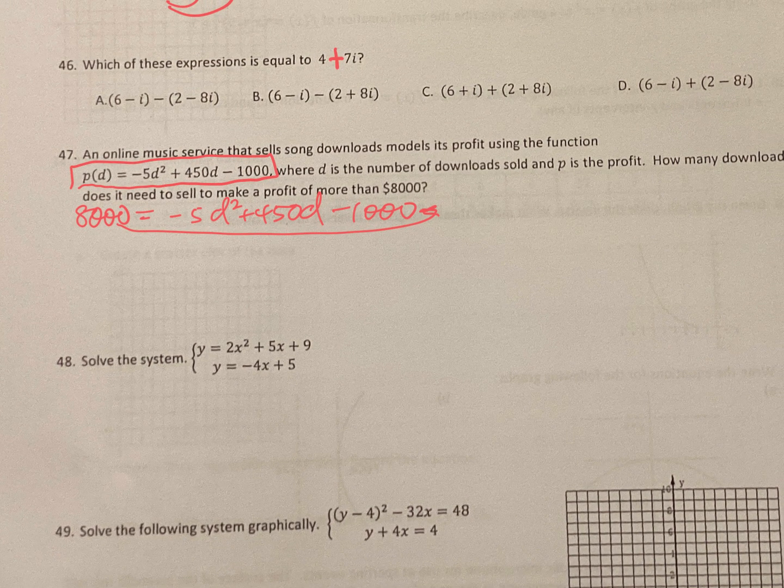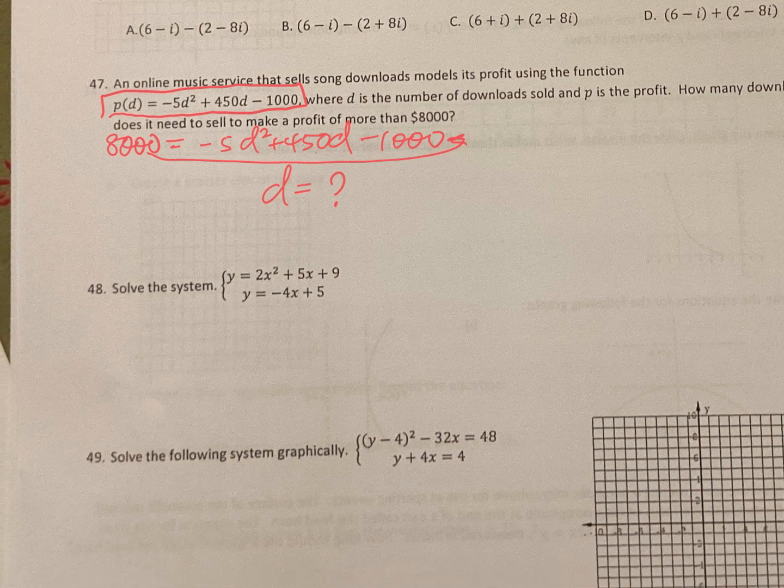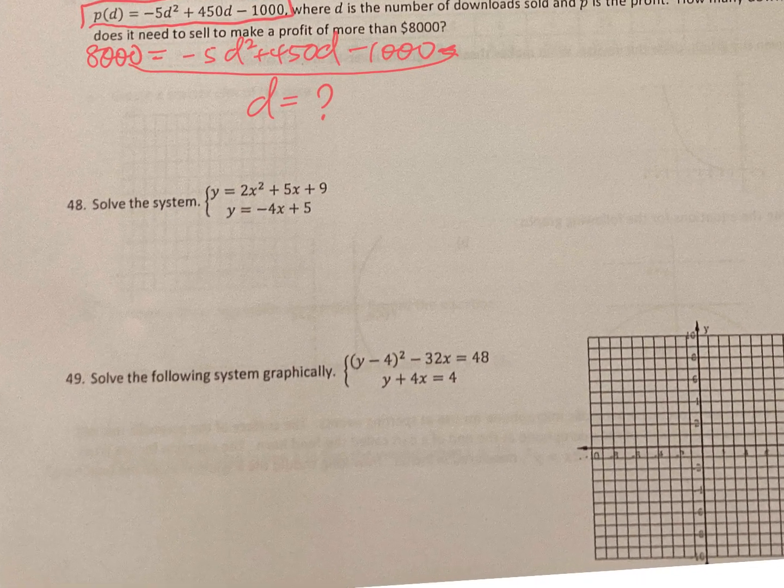The question says D is the number of downloads sold, and if you solve the equation, you make D equal to the number. But when you answer the question, you just need more than this number. If you download more than this number, then your profit will be more than 8,000, because when you solve it you make it equal to 8,000. Number 41.